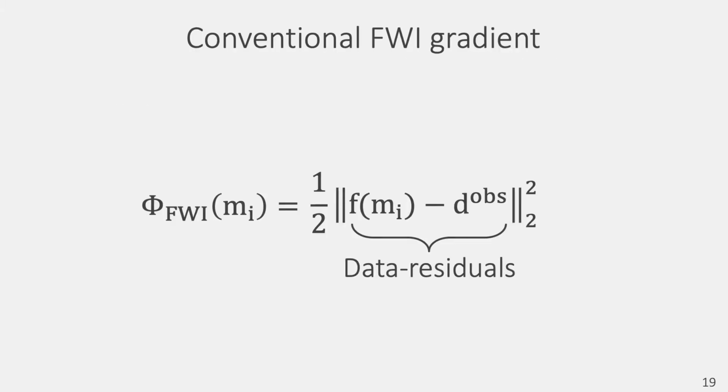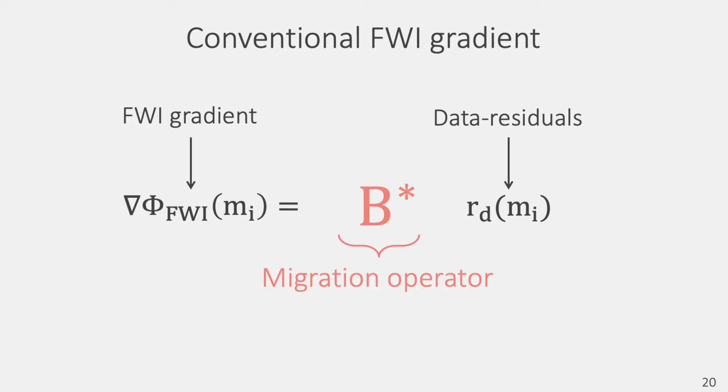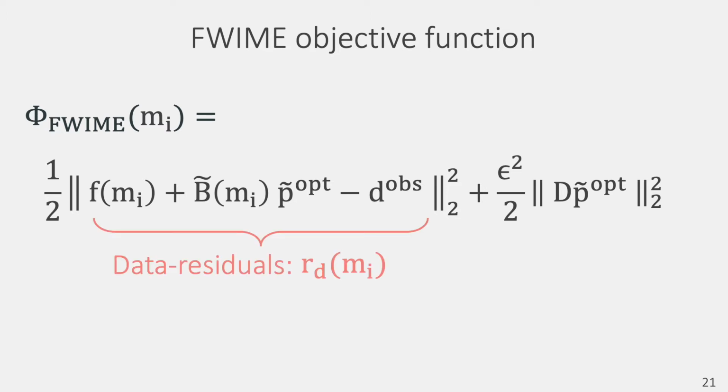Recall the conventional FWI objective function, which is the L2 norm squared of the data residuals. We refer to the data residuals as RD. And we know that the FWI gradient can be expressed as the mapping of the data residuals into the model space by the adjoint of the Jacobian operator of F, also called B adjoint, or B star. Indeed, B star is also known as the migration operator. In FWME, we compute the gradient in a similar fashion, except that now our data residuals also include our data correcting term B tilde opt.